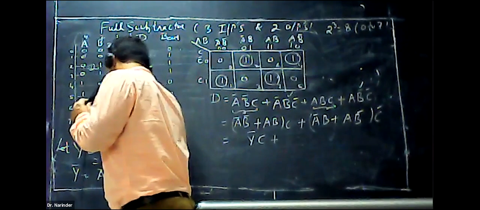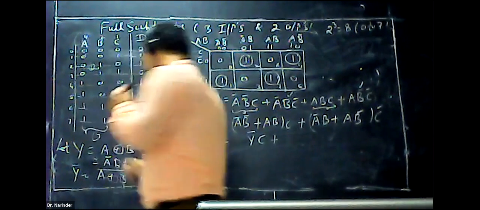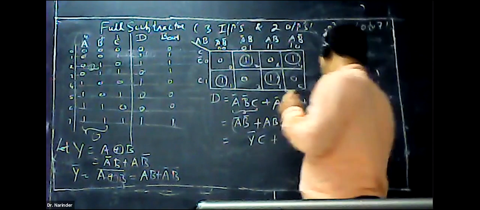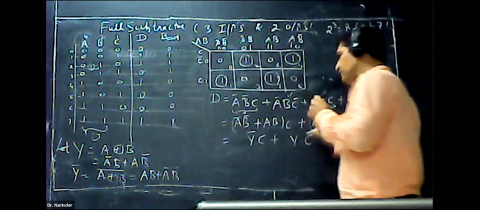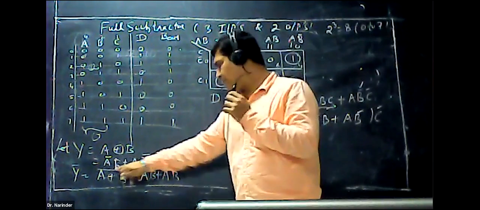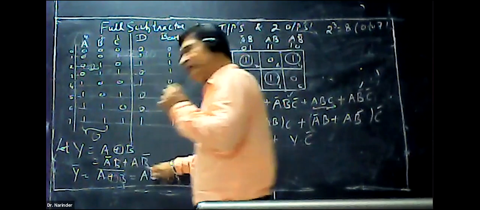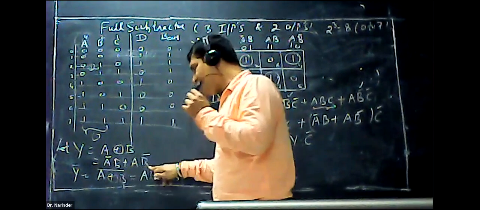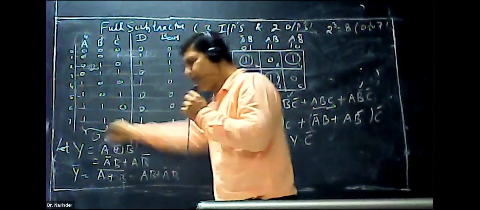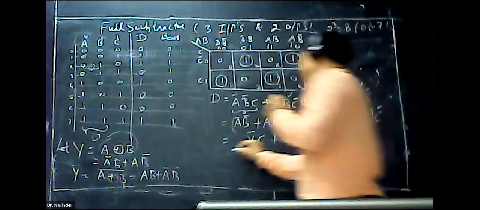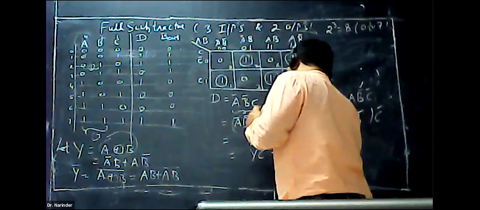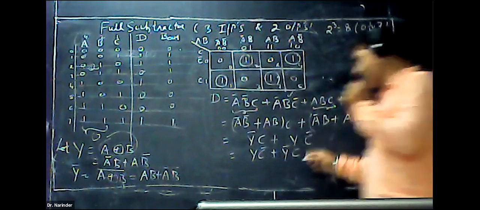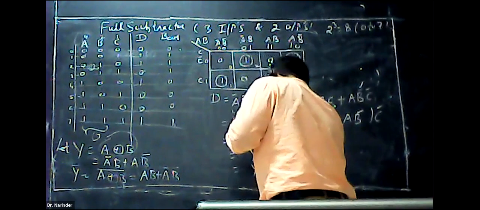A bar B plus A B bar, this would be the XOR. So you can write it as Y into C bar. If I write A bar B plus AB bar, it can be written as A XOR B. So if I write Y, it can be rewritten as YC bar plus Y bar C. So it can be written as Y XOR C.